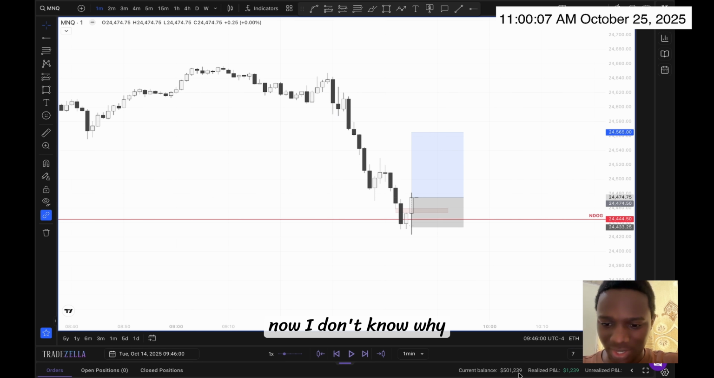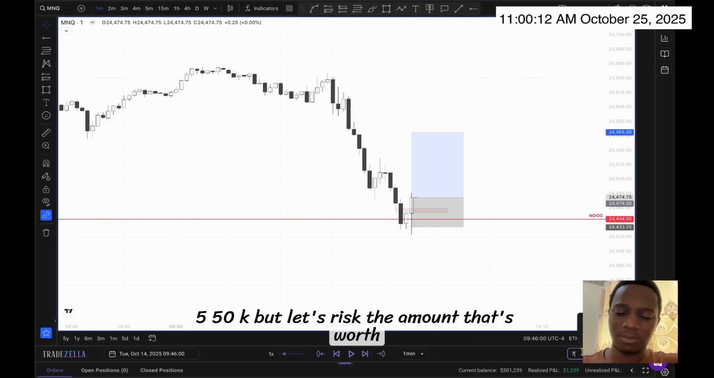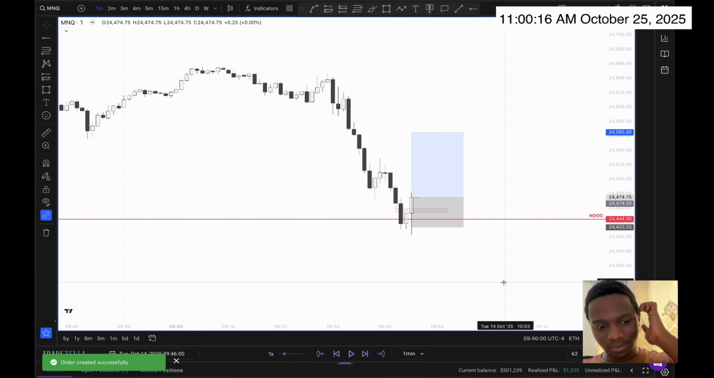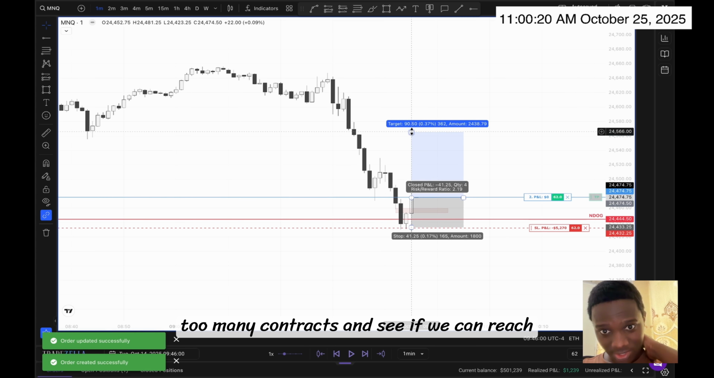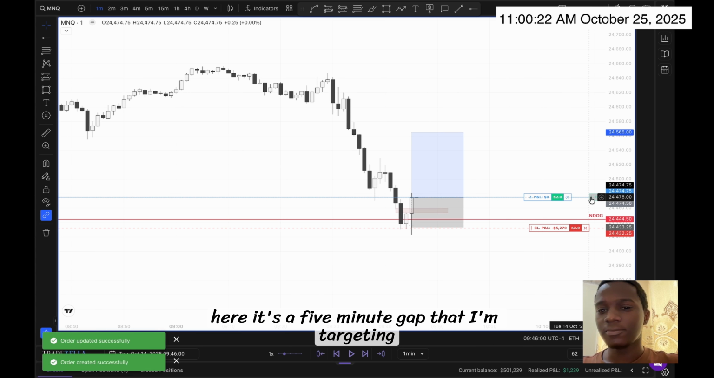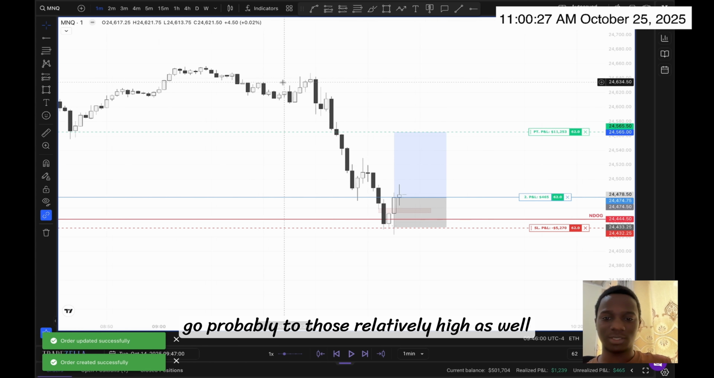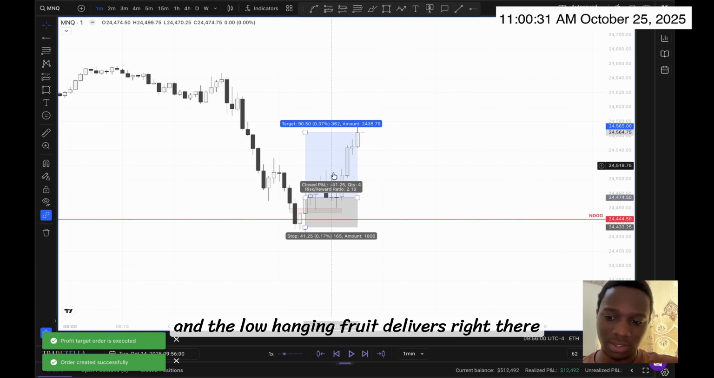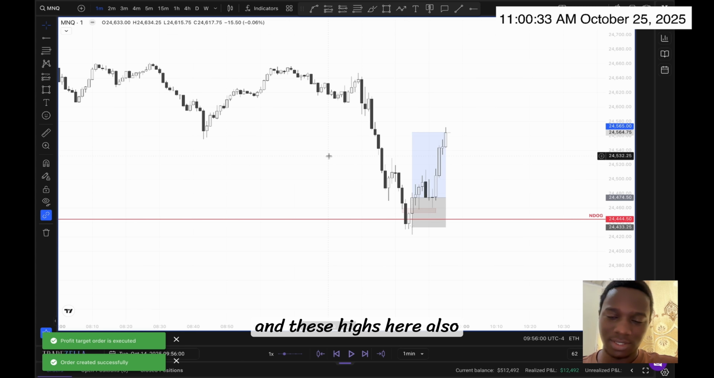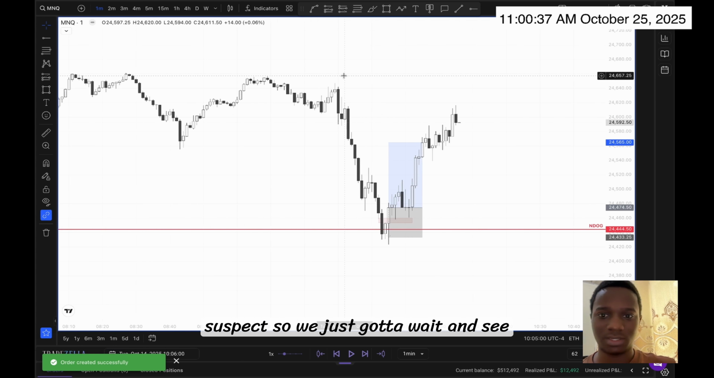Now I don't know why this account is showing 500k. I had chosen 50k, but let's risk the amount that's worth this account. Gonna be buying too many contracts and see if we can reach here. It's a 5-minute gap that I'm targeting. I mean, we'll go probably to those relatively equal highs as well, but let's see if it hits the low hanging fruit, and the low hanging fruit delivers right there. And these highs here are also suspect, so just gotta wait and see.